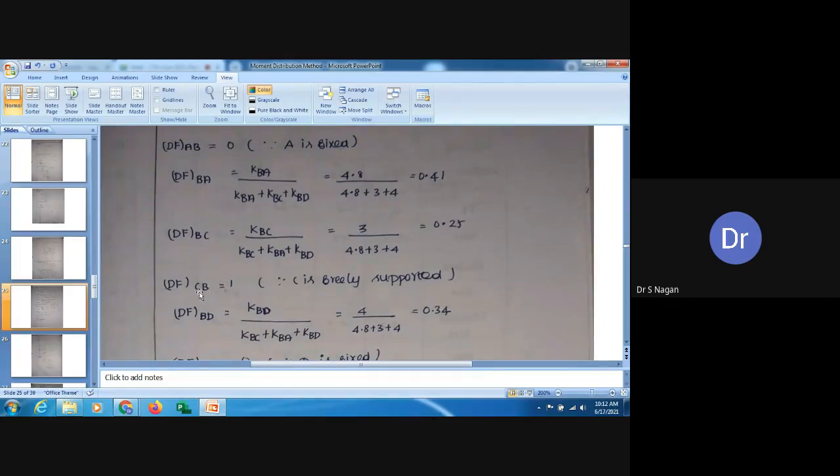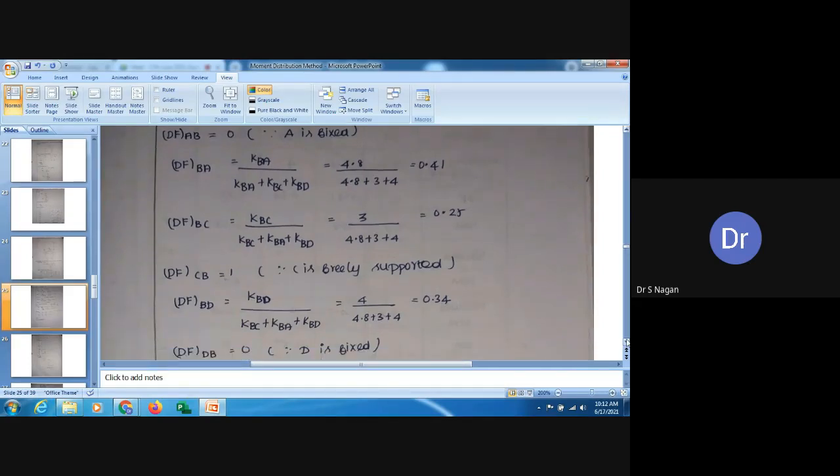The distribution factor for CB equals 1, since C is freely supported. The distribution factor for a fixed joint is 0, whereas for a freely supported joint, either hinged or roller, the distribution factor is 1. Then the distribution factor for DB is 0 since D is fixed.